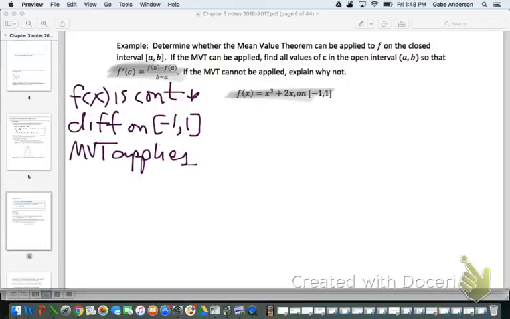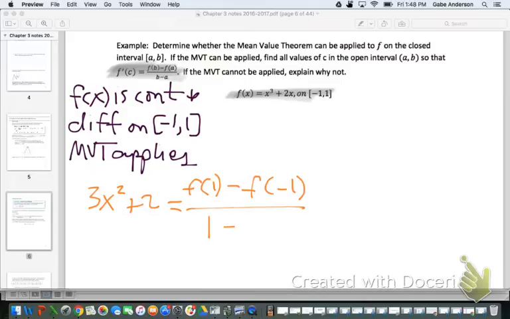So let's go ahead and fill some stuff in. I'll keep going here. You guys can fill in with me. I'm going to say f prime of c would be 3x squared plus 2 equals f of 1 minus f of negative 1 over 1 minus negative 1. I'm just filling in the a's and the b's, and I did a derivative, and so we're filled out. The remaining challenge is to figure out what f of 1 minus f of negative 1 is, and then solve the equation. So, what do you guys think?